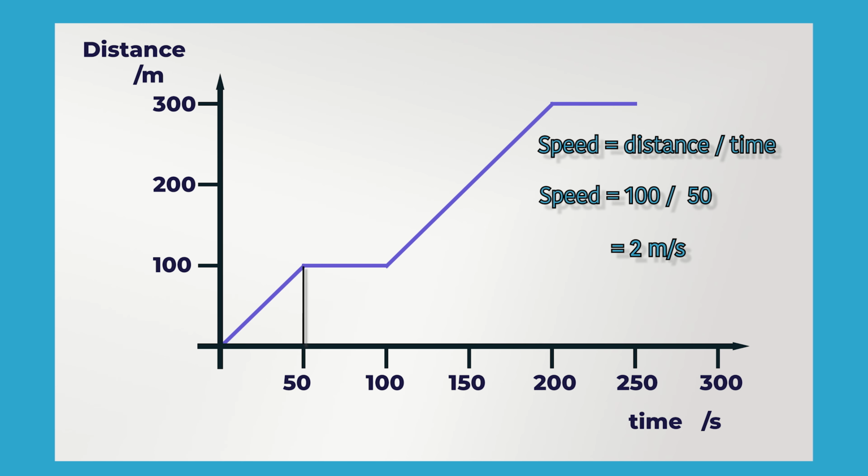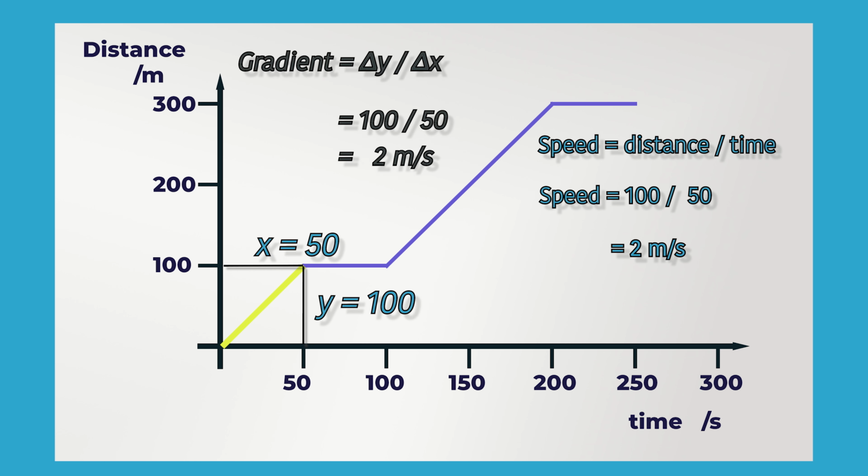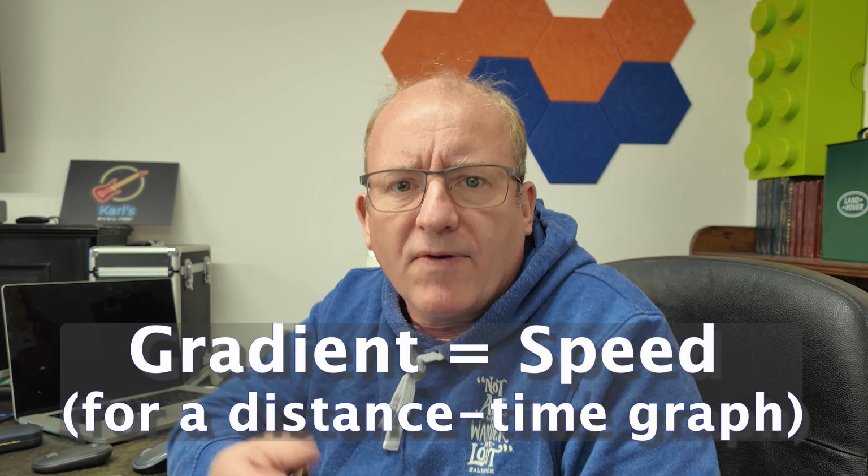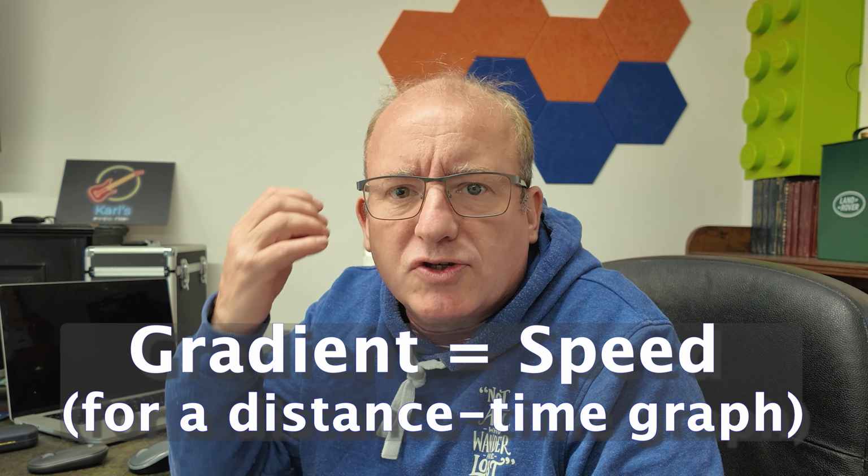Another way to look at this is actually the gradient of the graph. Gradient equals change in y over change in x. The change in y in this graph is the distance travelled. X is just the time, so the change in x is the time taken. So the gradient of our graph is the distance travelled over time taken, which is speed. For a distance time graph, the gradient equals the speed.